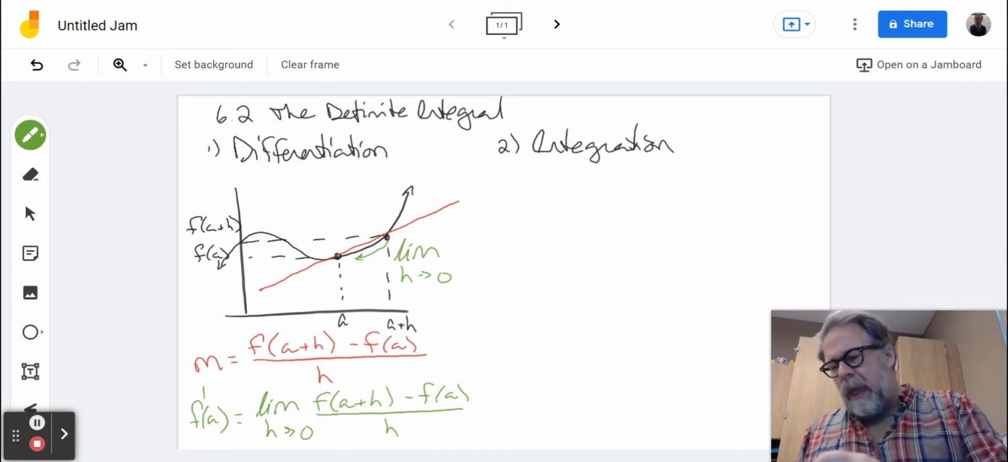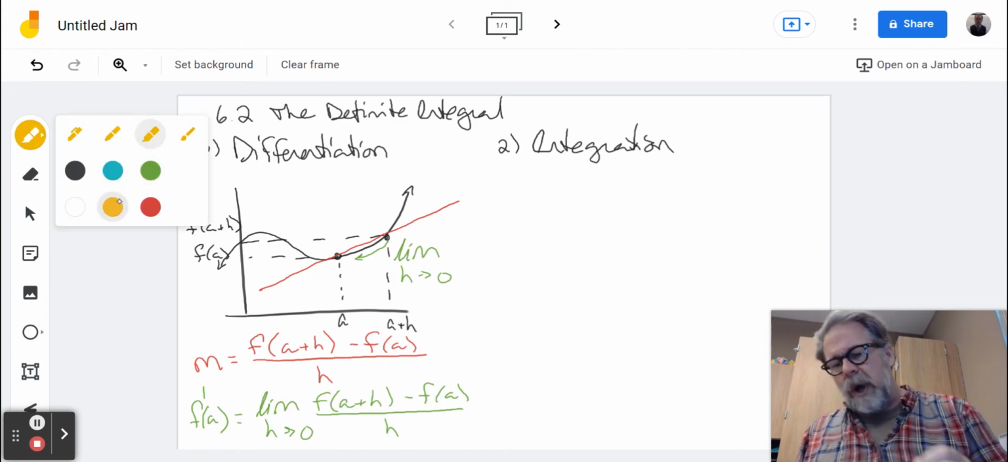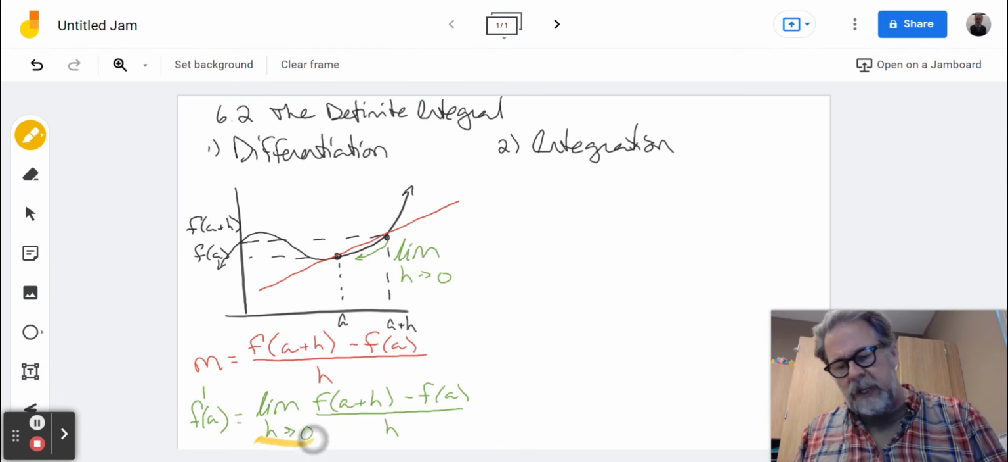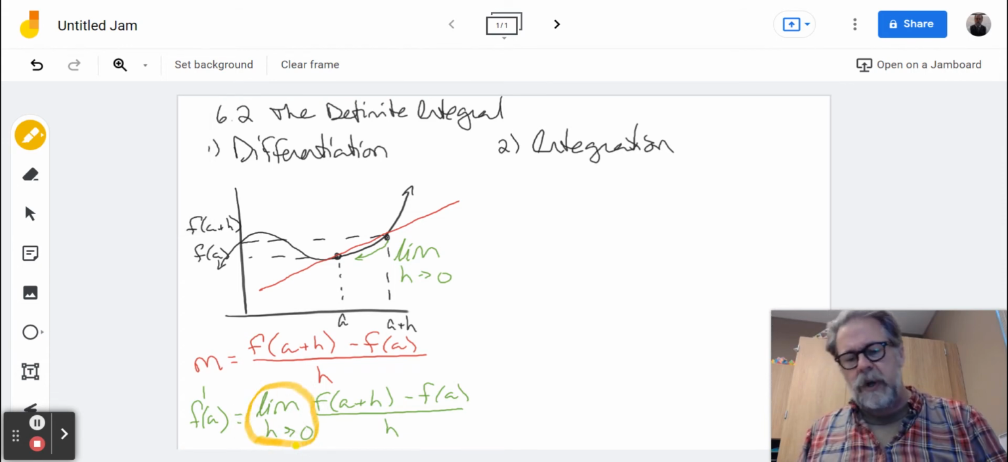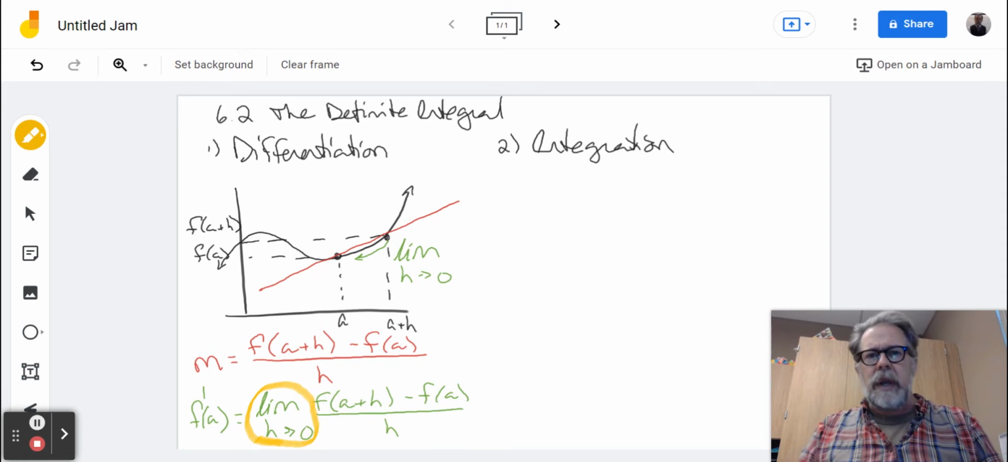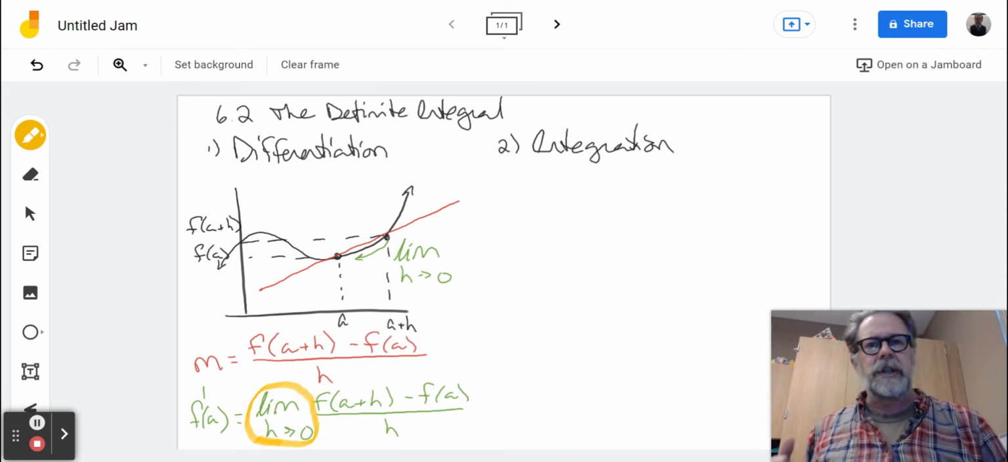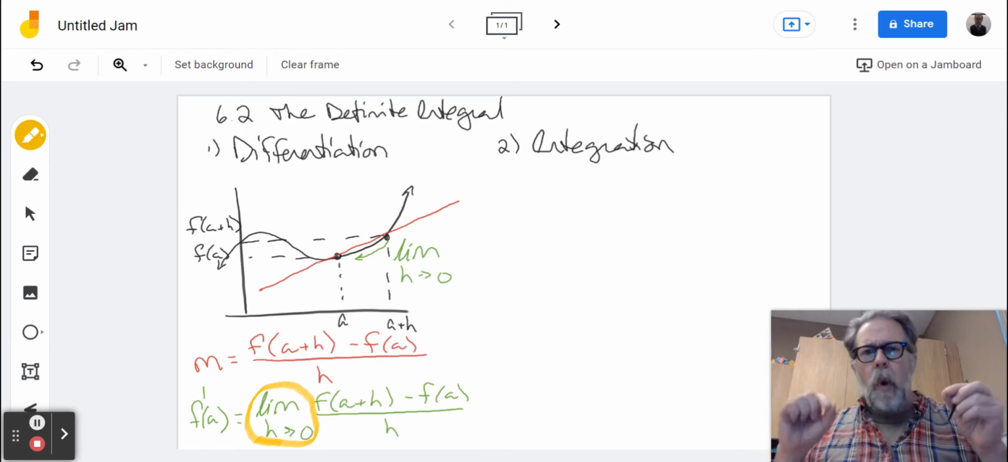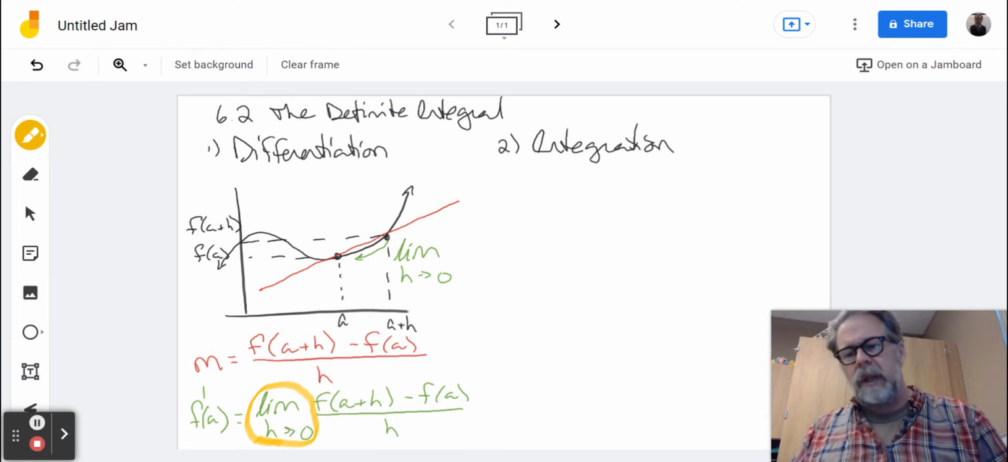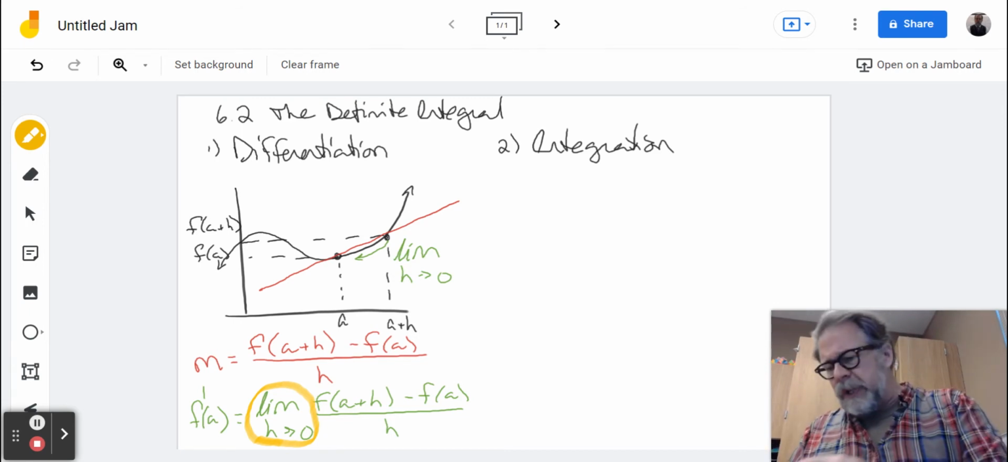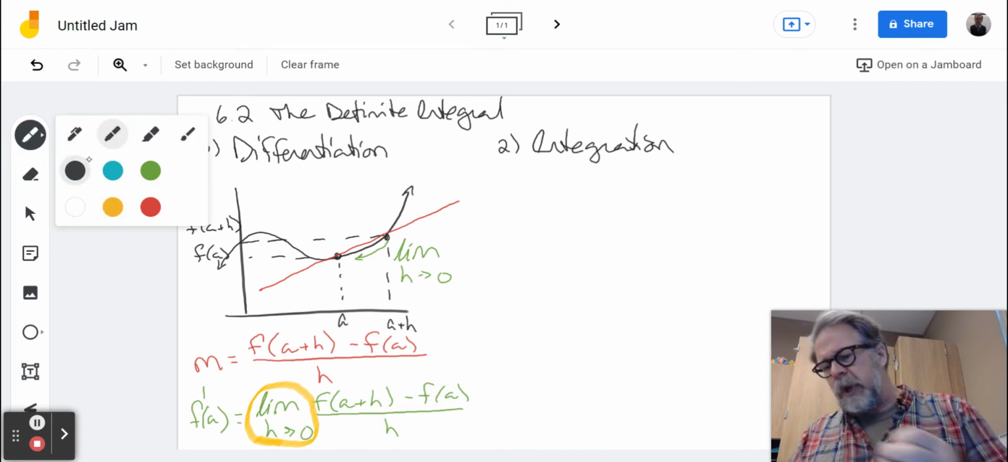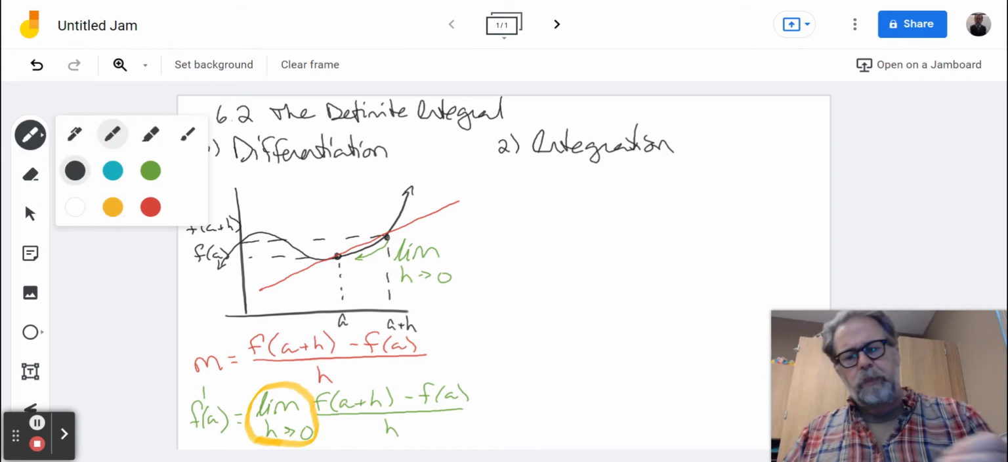And the key here, when we're talking about differentiation, is that this limit as h goes to 0 makes the difference between just the slope of a line versus the tangent line, the slope at a point on the curve. So now let's introduce integration.